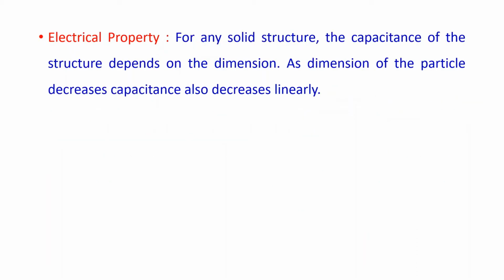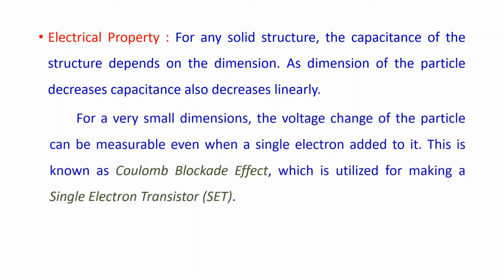Then electrical properties. For any solid structure, the capacitance of the structure depends on the dimension. As the dimension of the particle decreases, capacitance also decreases linearly. So for a very small dimension, the voltage change of the particle can be measurable even when a single electron is added to it. This is known as the Coulomb blockade effect. Basically, it is utilized for making a single electron transistor. So it is a great discovery for using this nanotechnology.